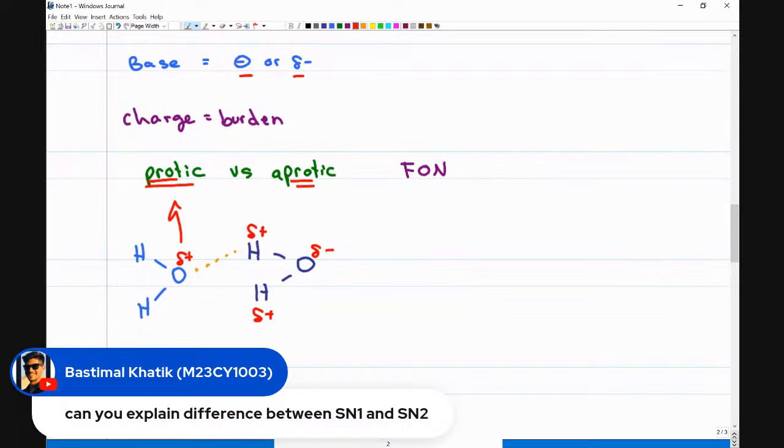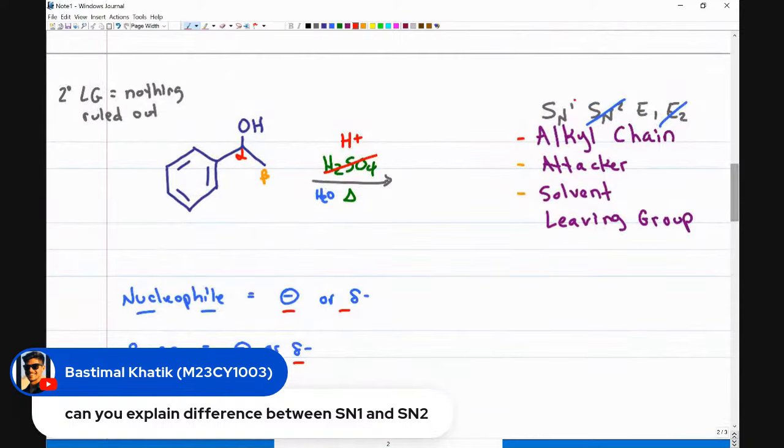A polar protic solvent is very capable of stabilizing all kinds of charges, meaning a carbocation or anything similar that forms. And so it's going to support the one type reaction, the SN1 or the E1.